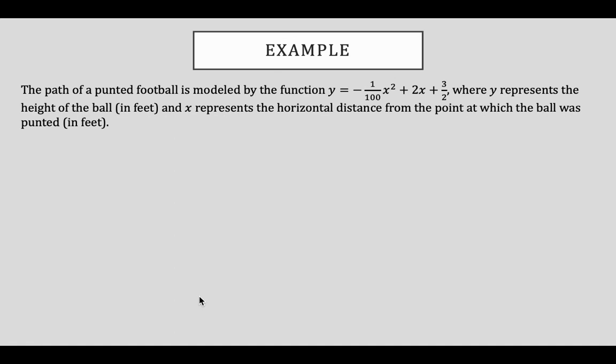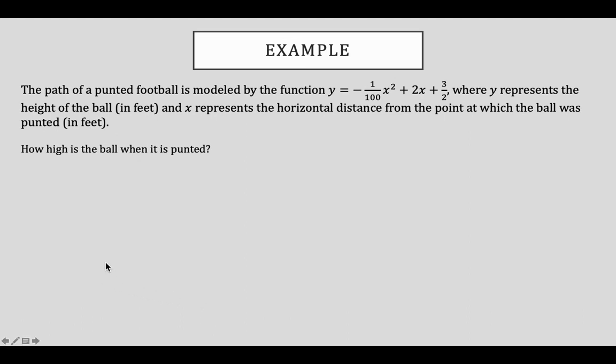The path of a punted football is modeled by the function y equals negative 1/100 x squared plus 2x plus 3/2, where y represents the height of the ball in feet and x represents the horizontal distance from the point at which the ball was punted. How high was the ball when it was punted?